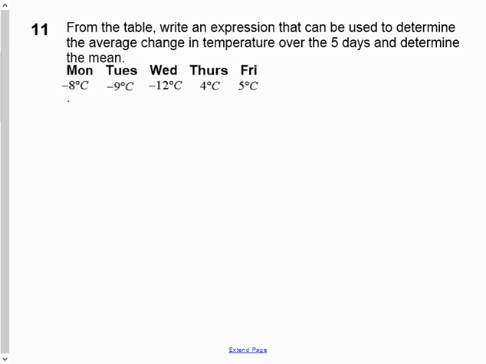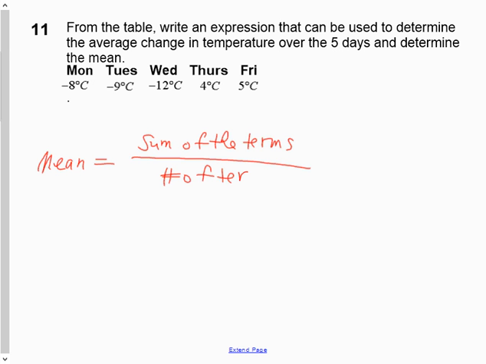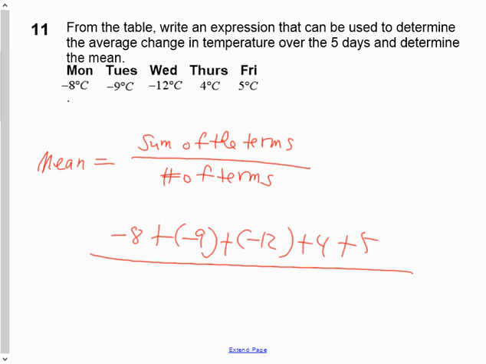Question 11 asks for the mean of these 5 temperatures. So we knew that the mean, or the average, if I write the formula, the mean is equal to the sum of the terms divided by the number of terms. I didn't have to write this formula down, but you had to know it. So if I say the sum of the terms, that means you add them all together. So negative 8 plus negative 9 plus negative 12 plus 4 plus 5. Those are 5 terms divided by the 5 terms. That is your formula that got you your full point.